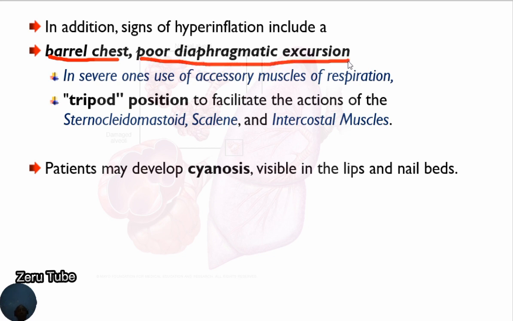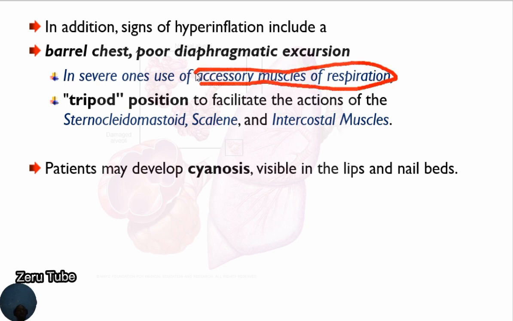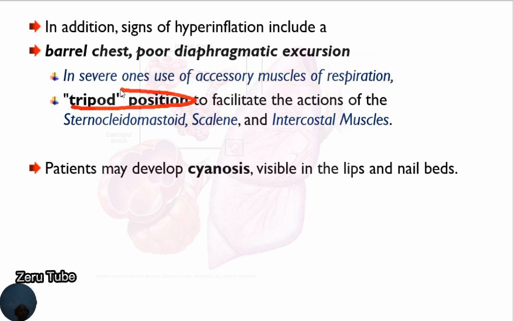Poor diaphragmatic excursion. On physical examination the patient can have poor diaphragmatic excursion. This is another sign of hyperinflation. In severe cases they use accessory muscles. When very advanced, the patient can use accessory muscles of respiration, and the patient wants to sit in the tripod position. The tripod position is preferred because in the supine or lateral position, the patients develop dyspnea and air hunger, so due to that they need to sit in the tripod position.